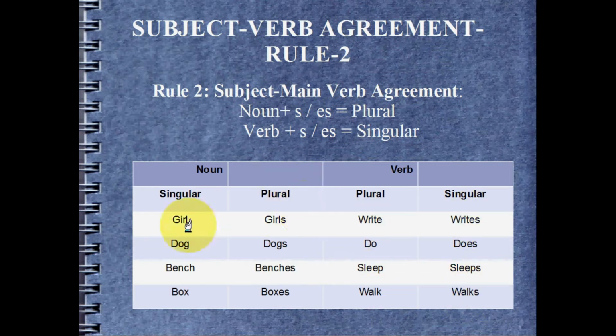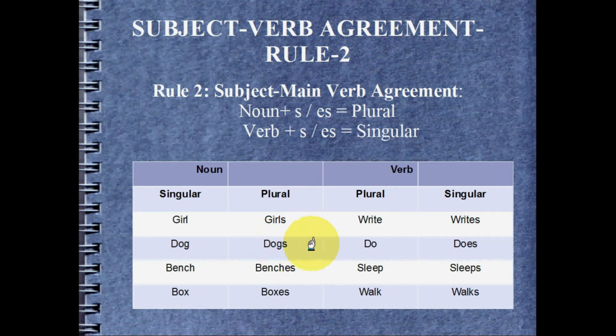So accordingly, with a singular noun subject, a singular verb will be used, and with a plural noun subject, a plural verb will be used. For example, a girl writes a letter. A girl means a single girl writes a letter, but when it is girls, girls write a letter.